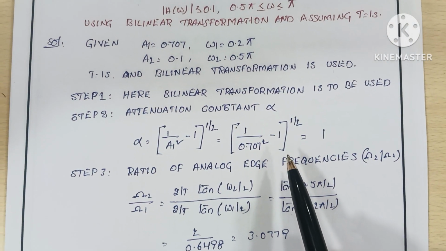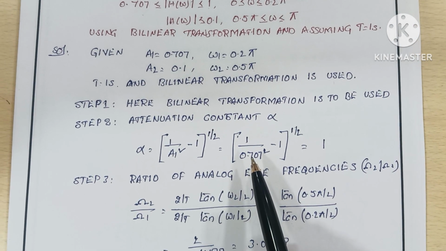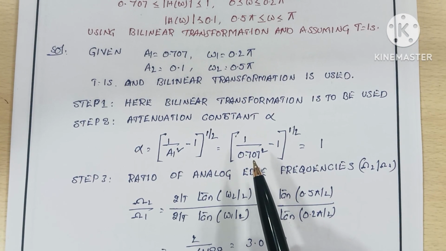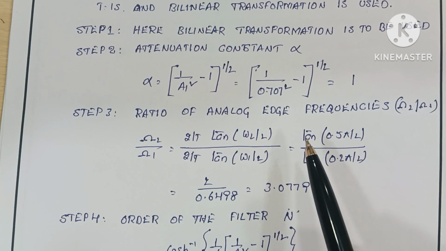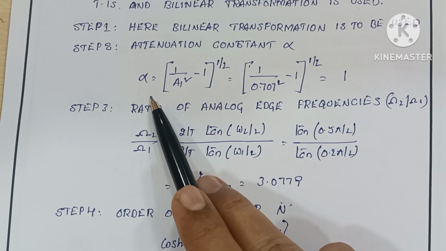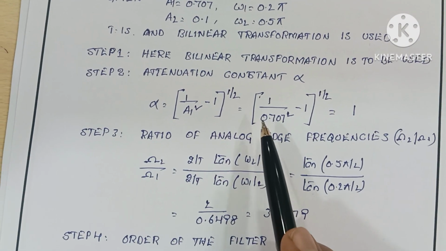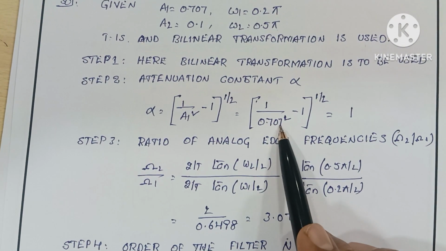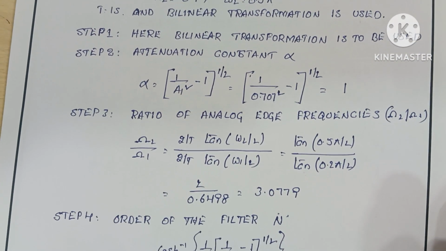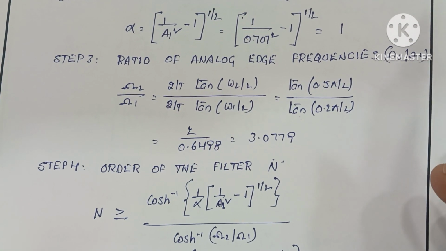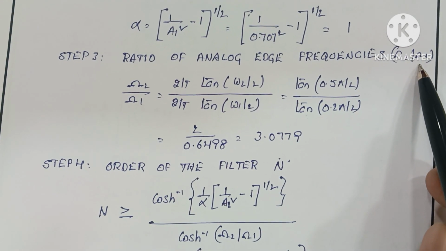Step 1: here we have to choose the type of transformation, and as I already told you, the problem itself mentions that bilinear transformation is to be used. In step 2, calculate the attenuation constant alpha, where the formula for alpha is (1 by (A1 square minus 1)) whole power half, and here A1 is 0.707, which gives alpha equal to 1. Step number 3: here calculate the ratio of analog edge frequencies omega 2 by omega 1.